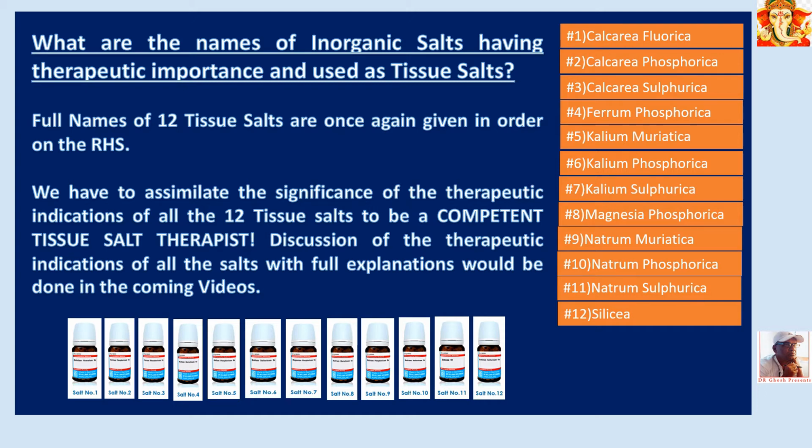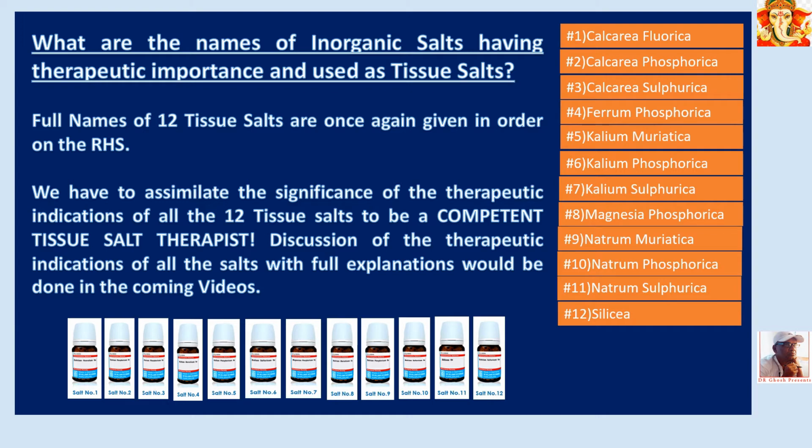Now please note, this number is fixed. Whenever you say salt number 7, it will be Kalium sulfurica. Whenever one mentions salt number 11, he is telling the name Natrum sulfurica. This number is fixed. In many cases we have written fluorica, somewhere fluoricum. Fluorica and fluoricum are synonymous.